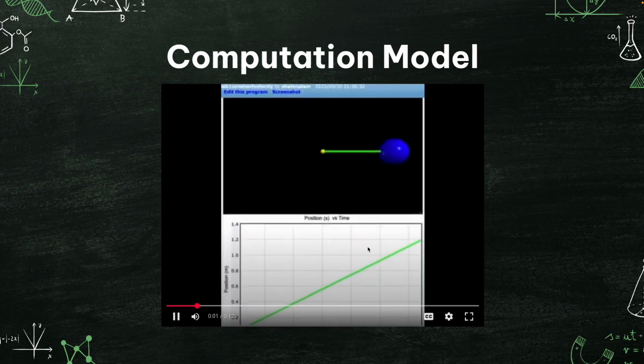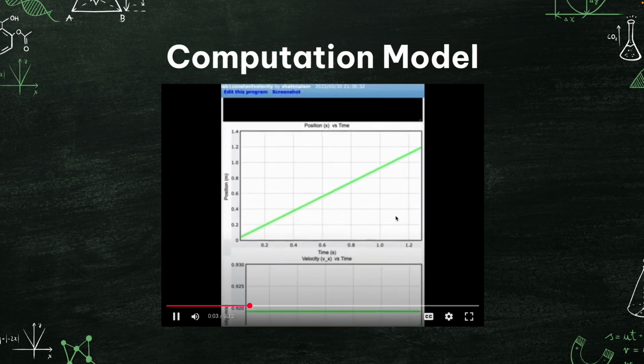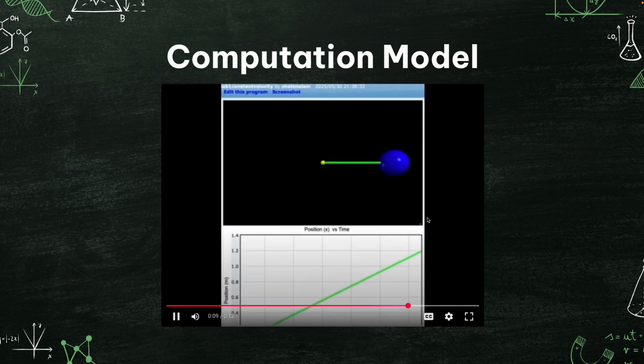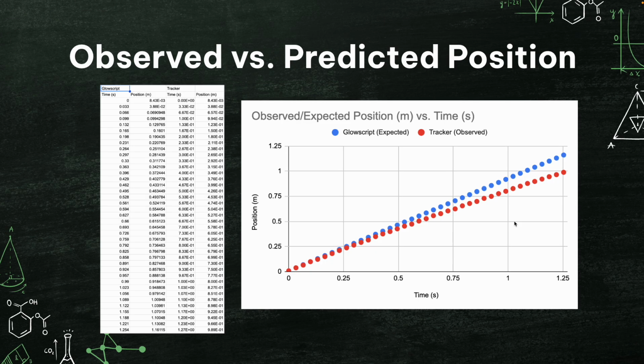Here's a video of my computational model being run. As you can see, it resulted in a positive slope as position increases linearly over time. The velocity stayed the same throughout, and the code printed times associated with the positions for me.